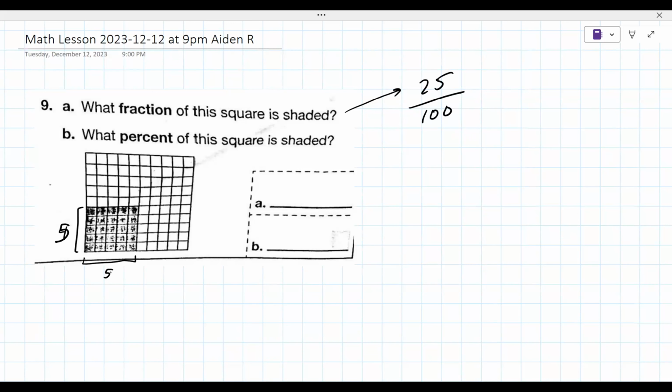Can you reduce this fraction? Yes. Okay. What does it reduce to? One fourth. All right, very good. One fourth.